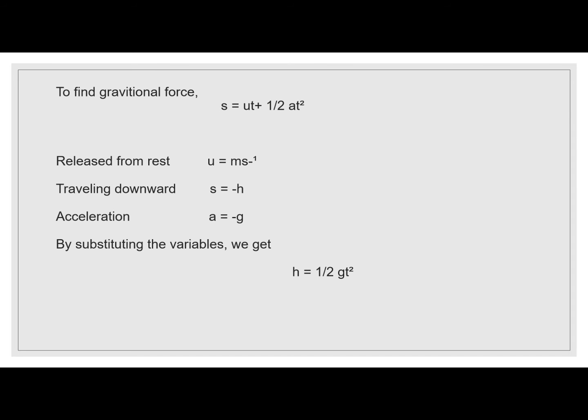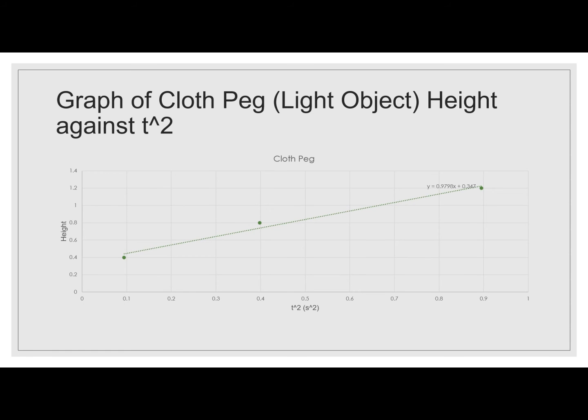To find gravitational force, S equals ut plus 1/2 at squared. u is zero since the object is released from rest, S is the distance traveled downward, and the acceleration is a. By substituting the variables, we get h equals 1/2 gt squared.